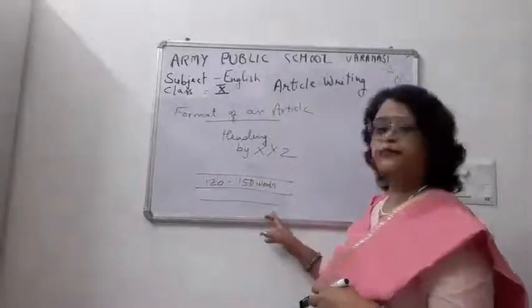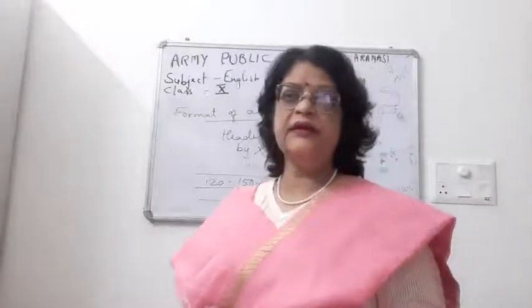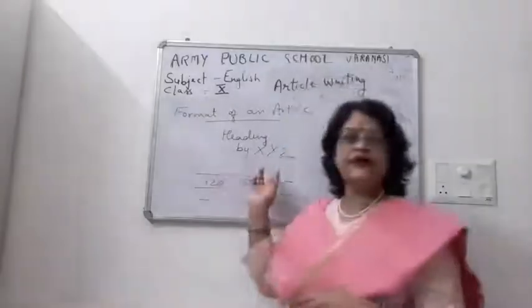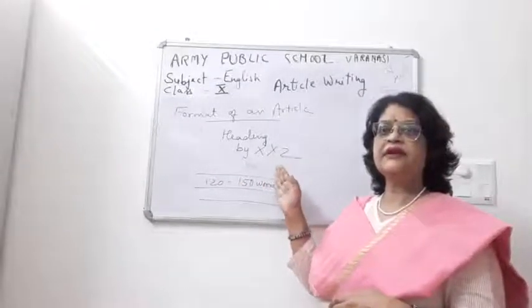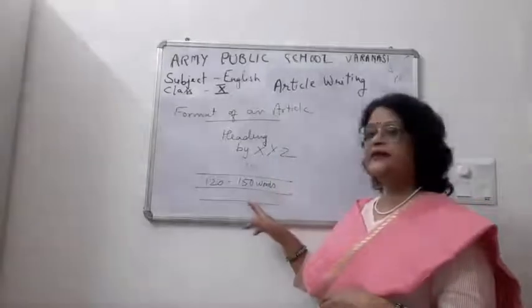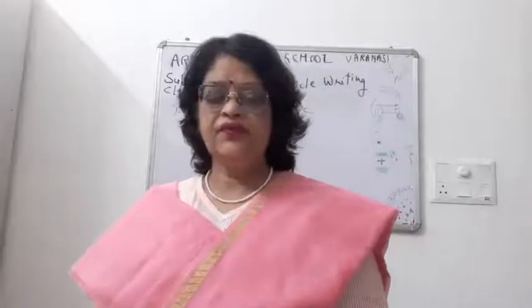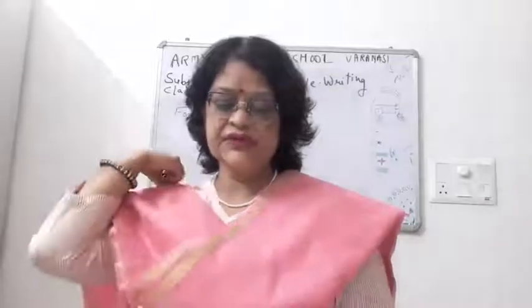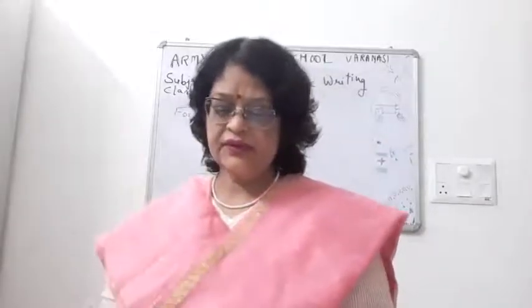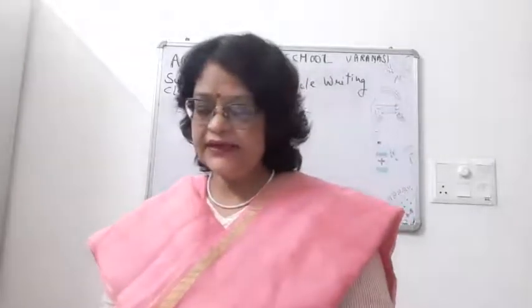Okay, 120 to 150 words for your article writing. Children, first of all you have to write a title or a heading for your article, and then children, your article should be of 120 or 150 words. So children, first of all, as per the rule, you have to write the title.